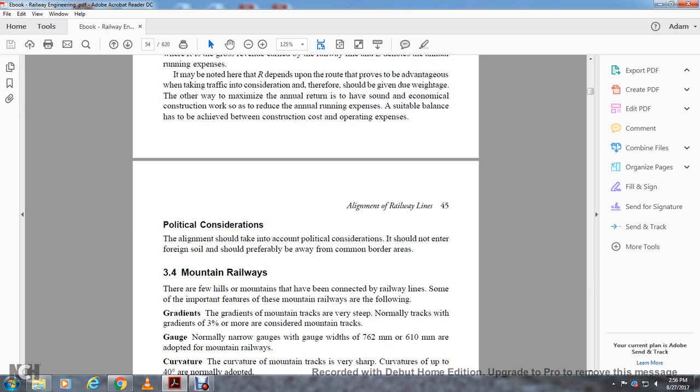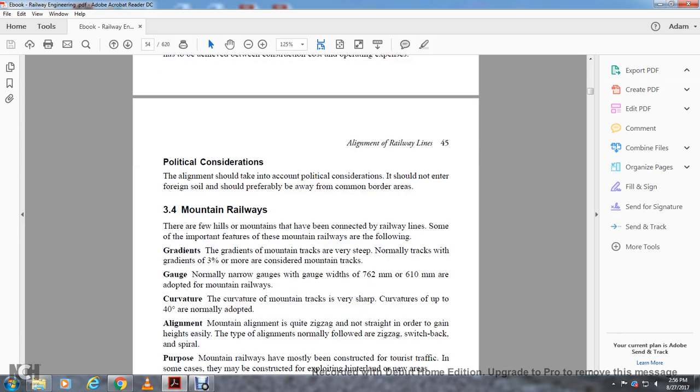Political consideration. The alignment should be taken into account, but political consideration should not enter, and the alignment should preferably keep away from the common border areas.